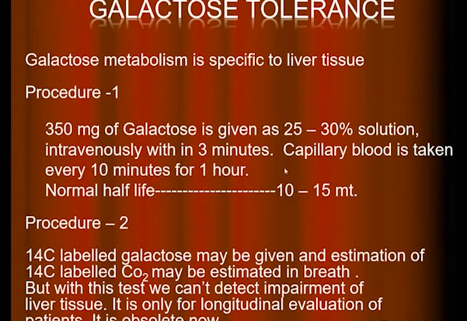They will wait for 1 hour. Capillary blood will be taken, not from the IV, but from the fingertips or toes, every 10 minutes for 1 hour. So in total 6 samples they will take, and they will find out the normal half-life of galactose. The half-life of galactose will be 10 to 15 minutes.